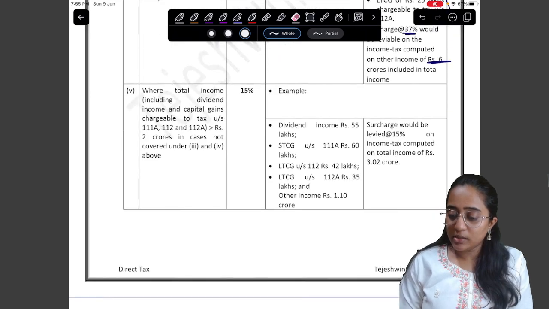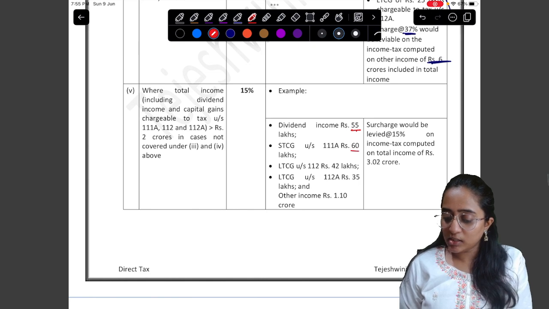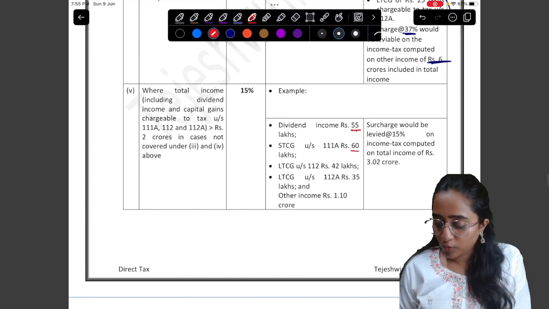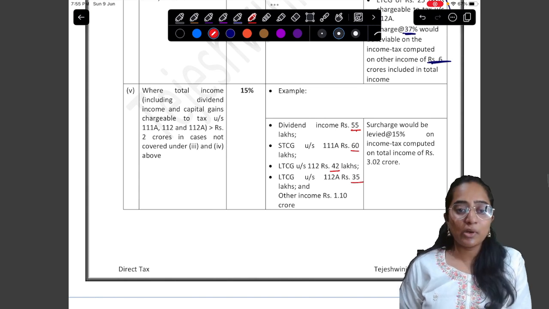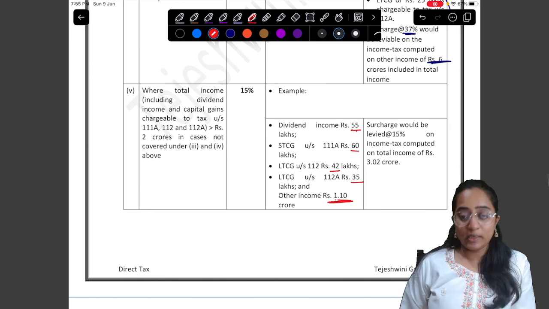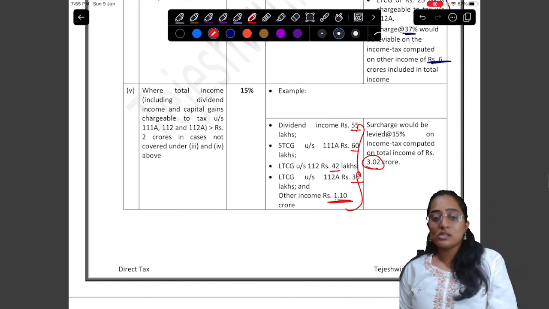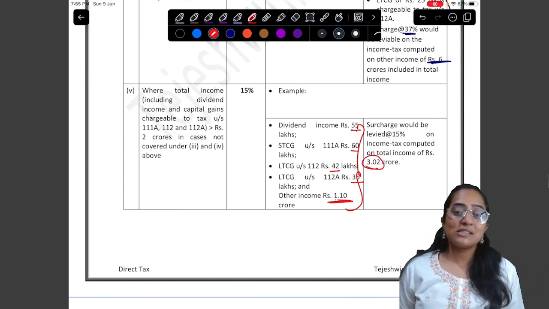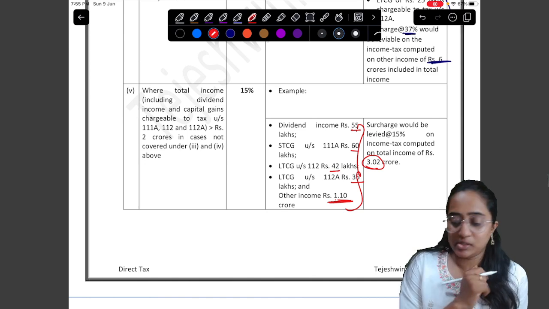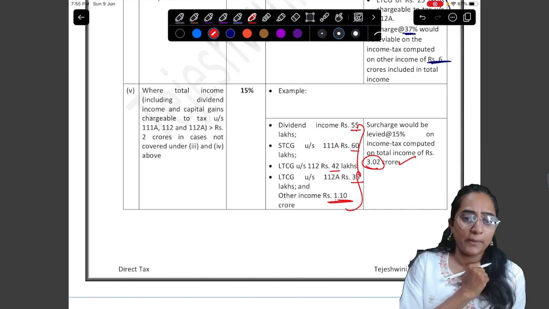Okay. See here, your dividend income is 55, short term capital gain is 60, long term capital gain is 42, and long term capital gain under section 112 is 35. Other income is how much? 1.1 crores. And if you add everything, you will get 3.202 crores. Okay, first let's try to apply the third concept because it's already exceeding 3 crores. First two will not be applicable, it will start from 3.